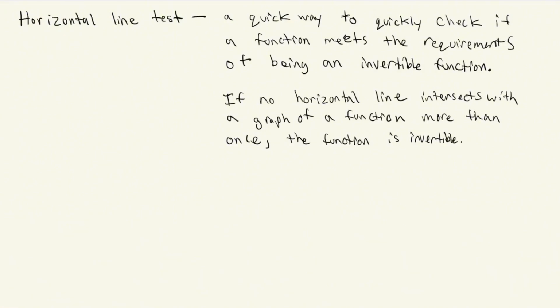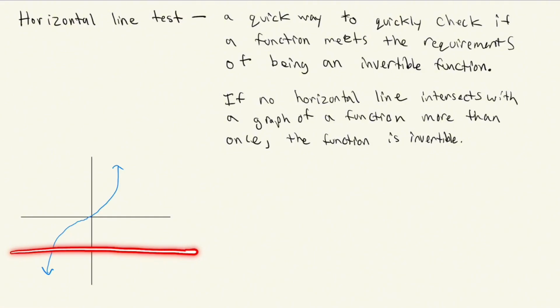And let's take a look at what this would look like. Say we had a function that looks something like this. If we did the horizontal line test on this, for every y, we would draw a horizontal line and check that it only intersected once. So for example, here, it only intersects with the graph once. And at every y, it's only going to ever intersect once, which means that this function is invertible.